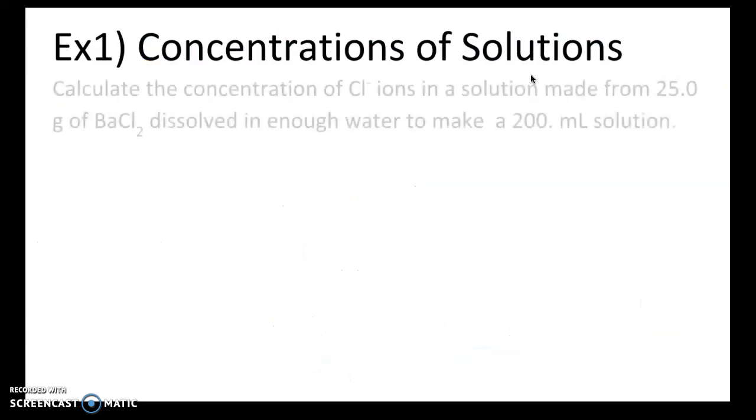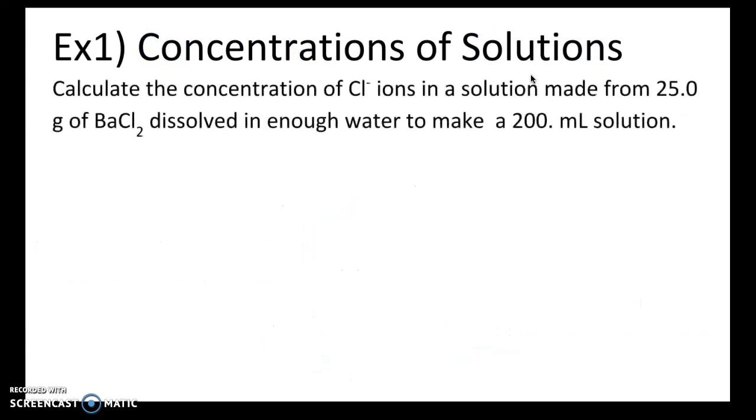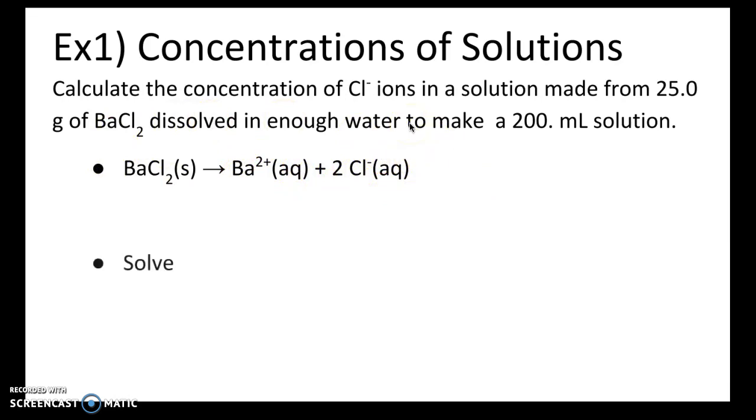All right, so now let's look at an example where we're doing something similar. We want to calculate the concentration of chloride ions in a solution made from 25 grams of barium chloride dissolved in enough water to make 200 milliliters of solution. The first thing I'm going to do is write out the dissolution equation that corresponds to it. If you take barium chloride and dissolve it in water, it breaks apart into 1 barium ion and 2 chloride ions. And this is going to be helpful for my molar ratios.